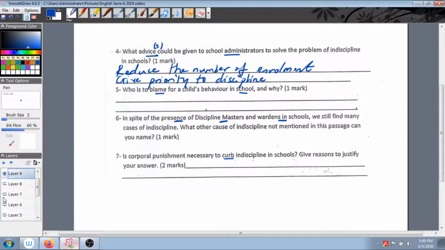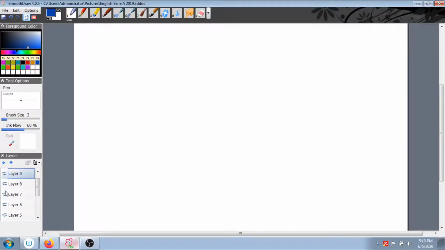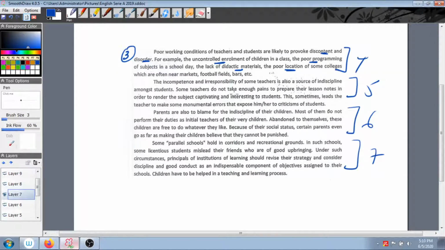Okay, that's interesting. So let's go back and look at the text. In paragraph 5, we have the incompetence and irresponsibility of some teachers. It's also a source of indiscipline. So we had earlier some sources, and then we have many more, like incompetence and irresponsibility of some teachers. What else? Okay, the lack of preparation. Some teachers do not take enough pains to prepare their lesson notes in order to render the subject captivating and interesting to students. That's a lot of reasons.